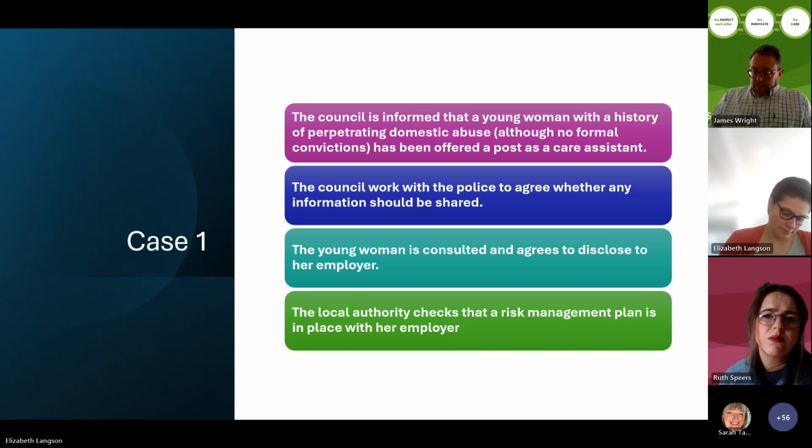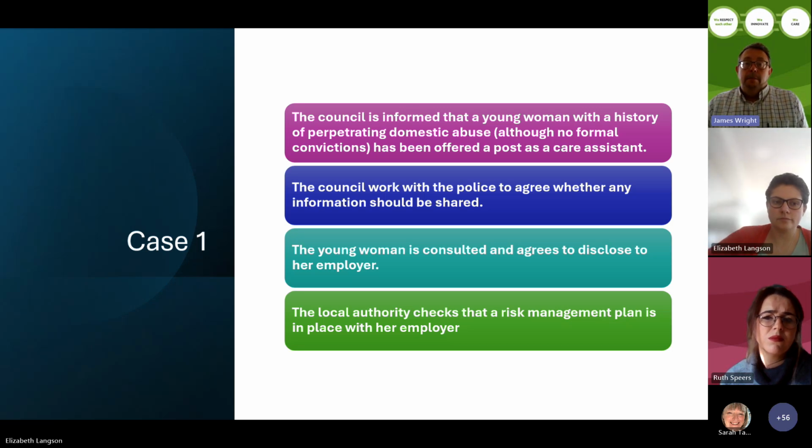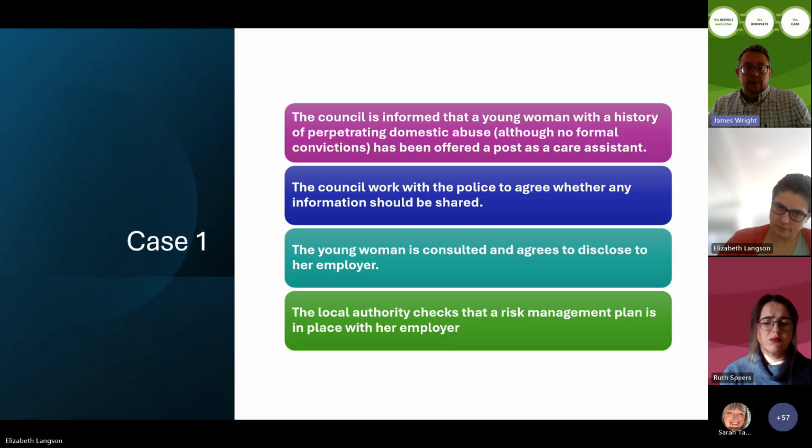A little while ago, we were informed in the council that a young woman, 18 or 19 years old, had a history of being reported as the perpetrator of domestic abuse, but no criminal prosecution had been made. The partner or partners had never proceeded, but it was reported to us as a concern in terms of this young person's suitability to work in a junior carer role, a carer apprenticeship.